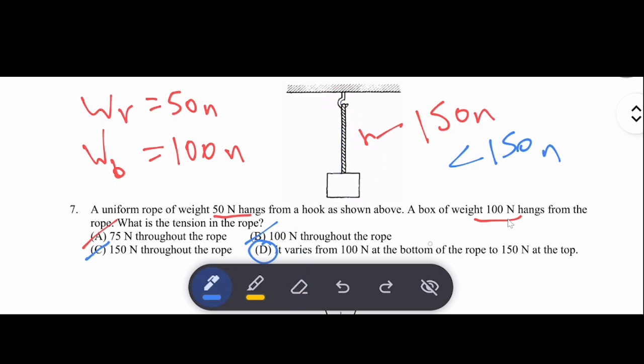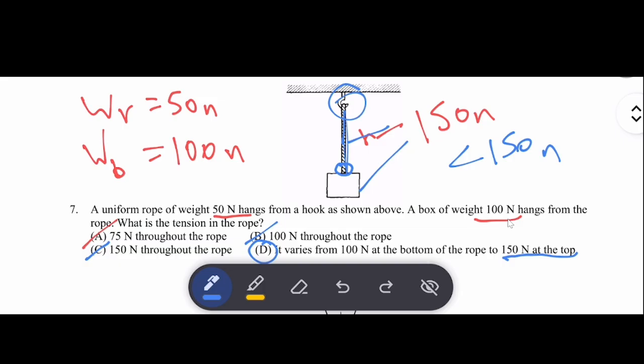Choice D says 150 newtons at the top. So at the top we're supporting the rope and the block, which is a total of 150 newtons. And then it says 100 newtons at the bottom, which makes sense because here the rope is now only supporting the block, meaning it's only holding 100 newtons.